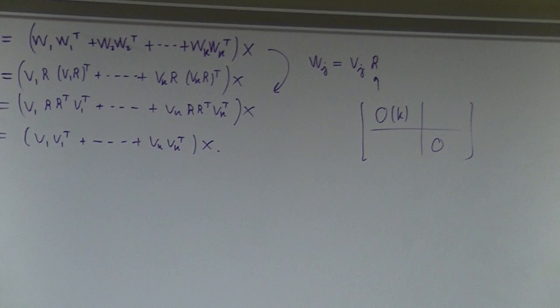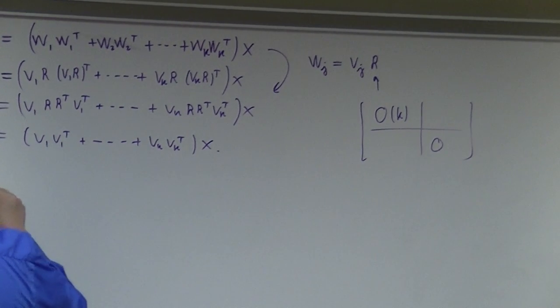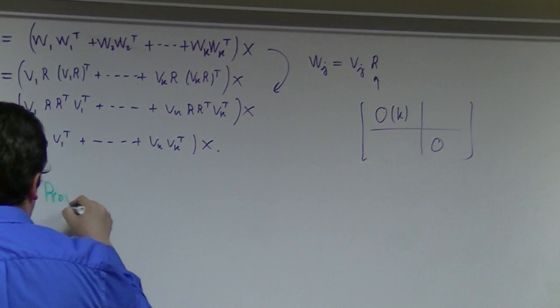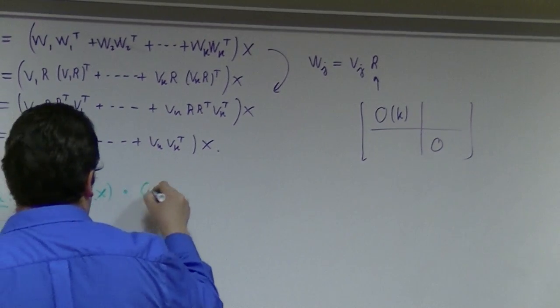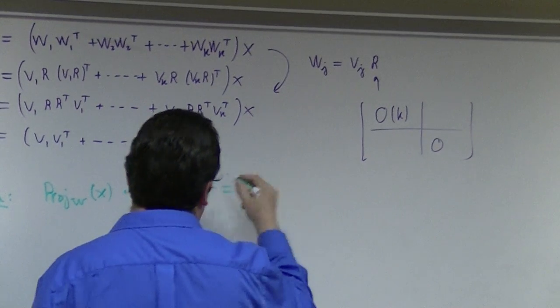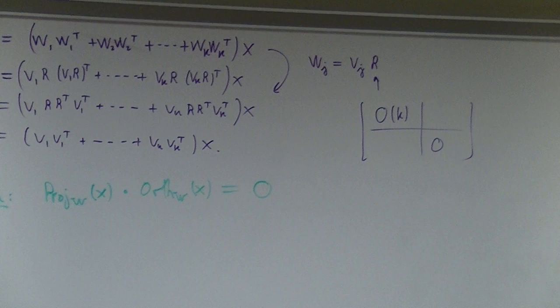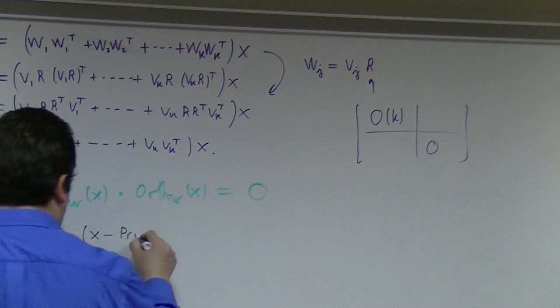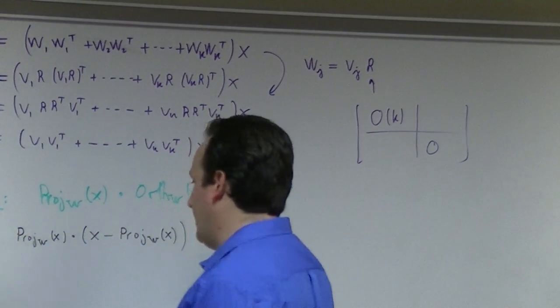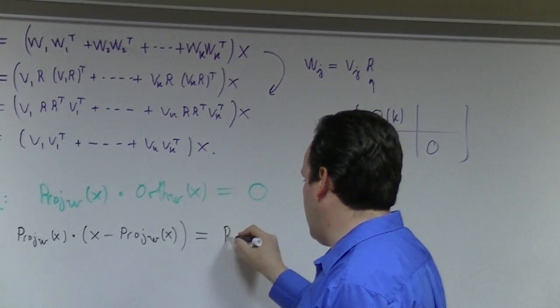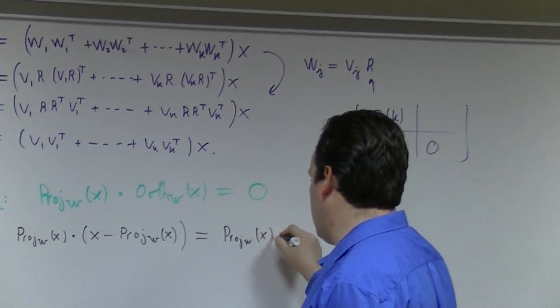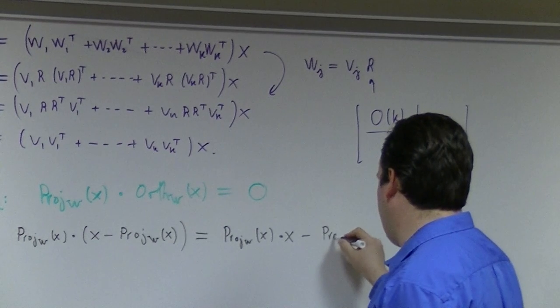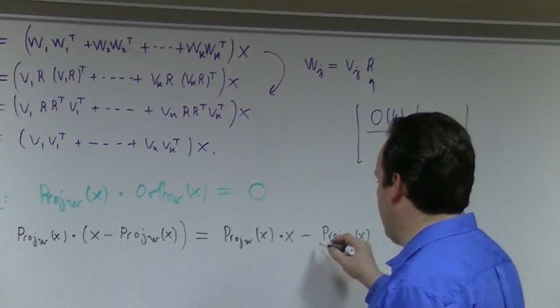So I need a little lemma. The projection onto W of x dotted with the orthogonal projection of x is equal to 0. How would you prove this? Let's see here. What you're looking at is the projection onto W of x dot product with x minus the projection onto W of x. By properties of the dot product, that gives us the projection of x dotted with x, minus the projection of x dotted with itself, which is the length squared, right?